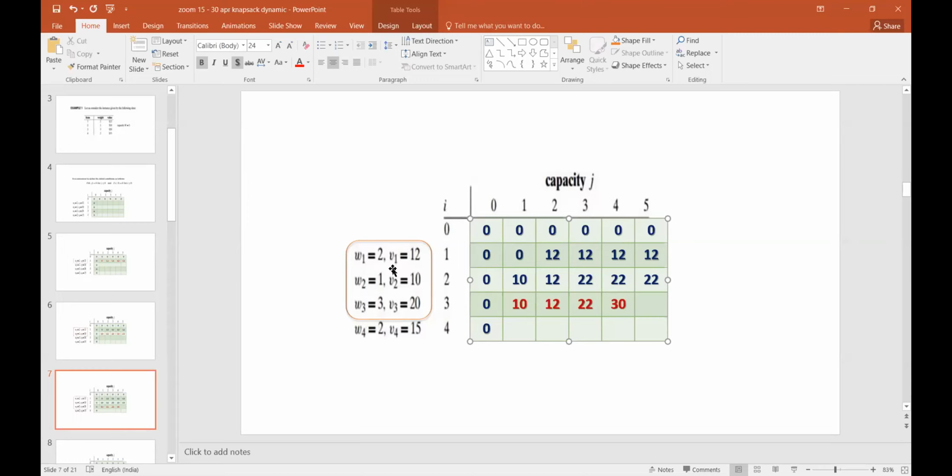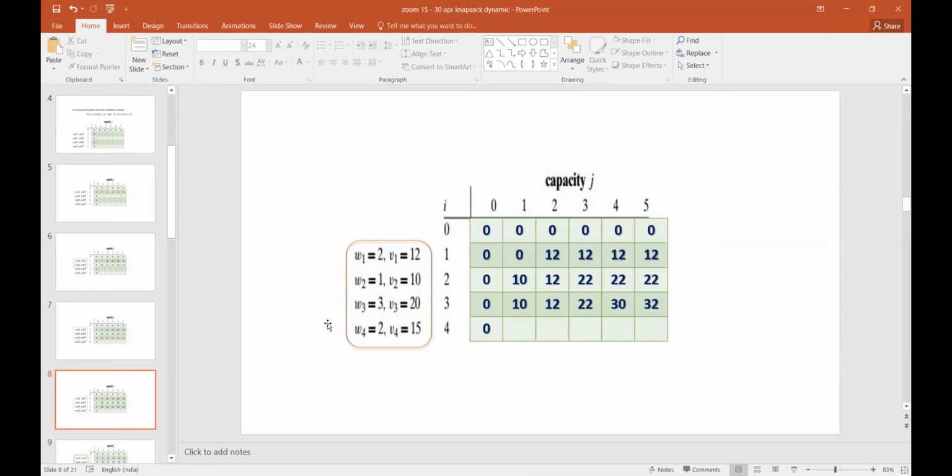I cannot include it. Instead of object 1, if I take object 2, 20 plus 10 becomes 30. If I neglect object 2 and take object 1 with object 3, it gives 12 plus 20, which is more than 30. So I take it as 32. How 32? Object 1 plus object 3, 12 plus 20, it gives 32. What is the weight? 2 kg plus 3 kg, exactly 5 kg. Okay, so until this we have done.